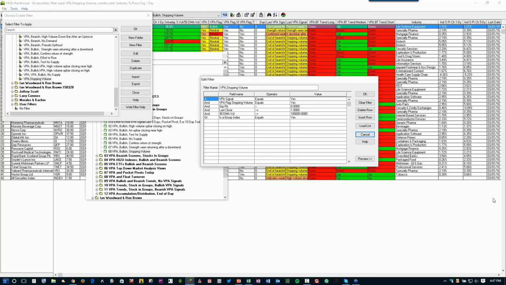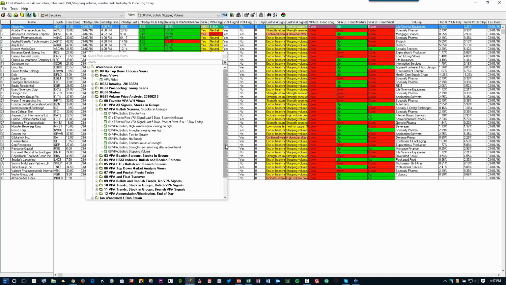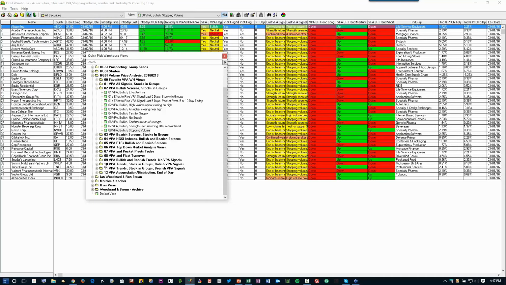Yes, Bradley. If you drop the group rank greater than 0, it would let ETFs through. Did I put? I've done so many things here I can't remember. Or you could just make up a view and sort on the column for VPA signals.